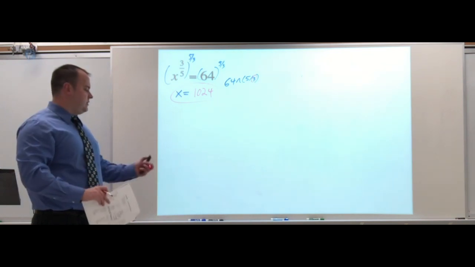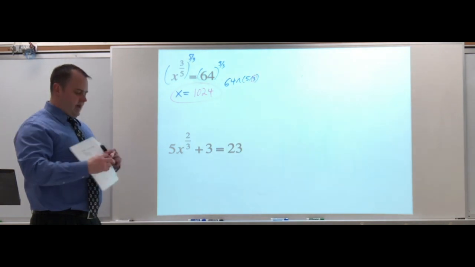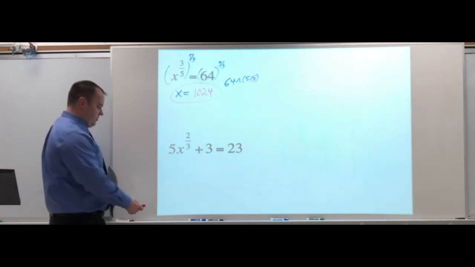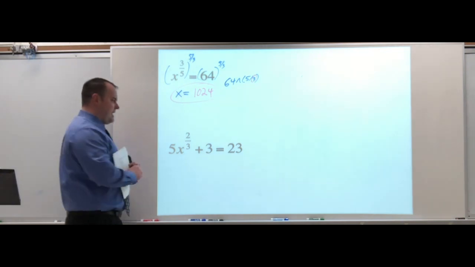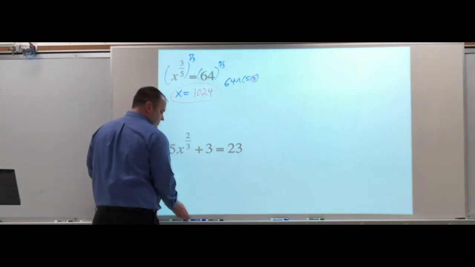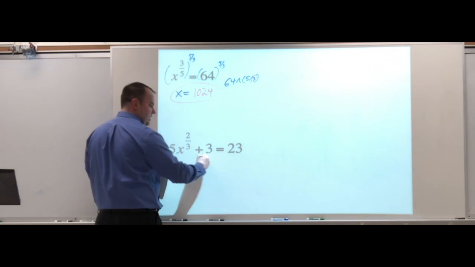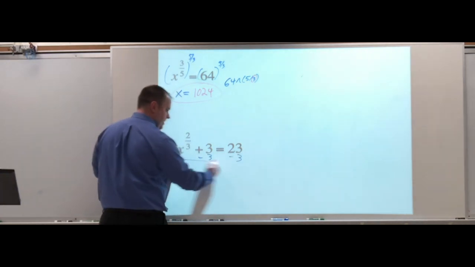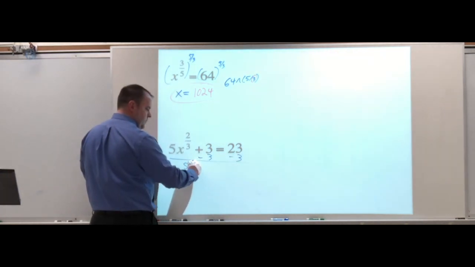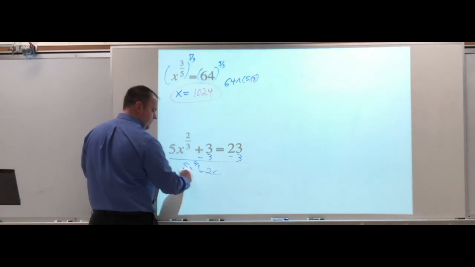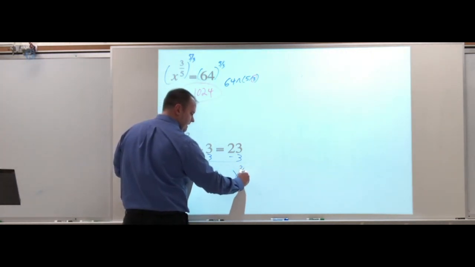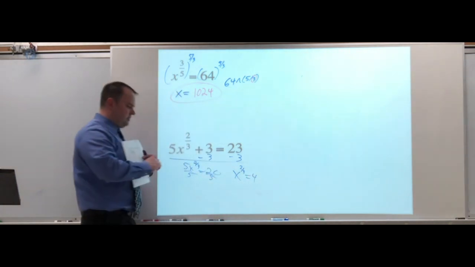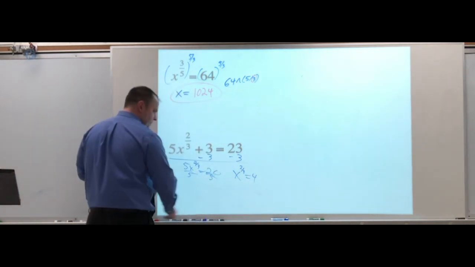Okay, so again, you look at the denominator and decide odd and even. Even is 2, odd is 1. And we have 5x to the 2/3 plus 3 equals 23. Same work as before. Get x by itself. Okay, as you're getting x by itself, I'm going to subtract my 3. Divide by 5. And I have x to the 2/3 equals 4.